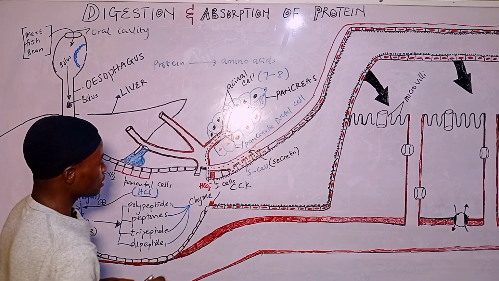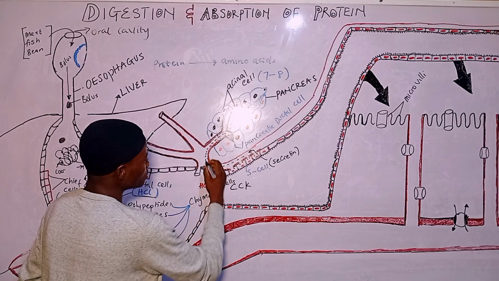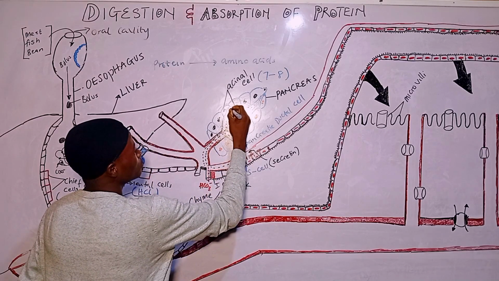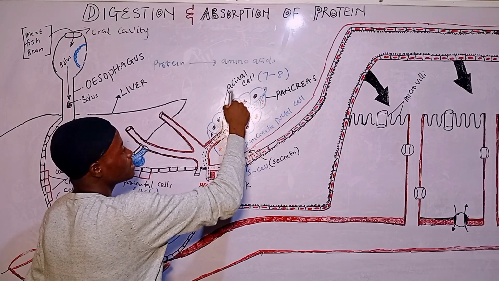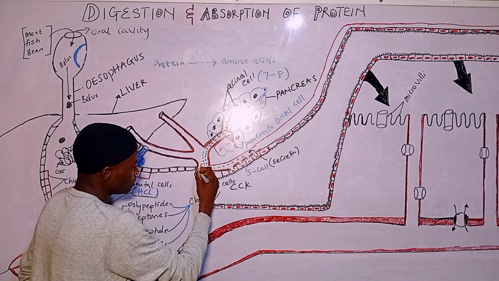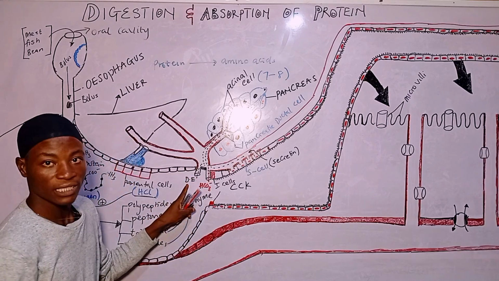Then from there, the I cell as well, which is the red portion that you are seeing here, will also travel to the acinar cell. Once it gets to the acinar cell, it basically stimulates the acinar cell of the pancreas to release digestive enzyme. I'm going to represent that as DE.